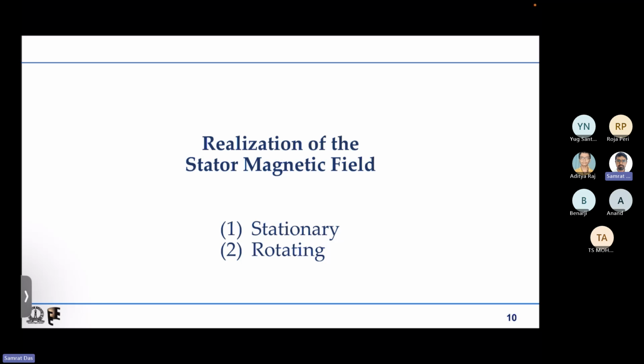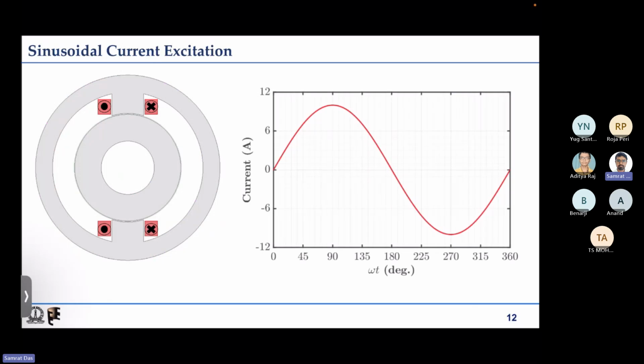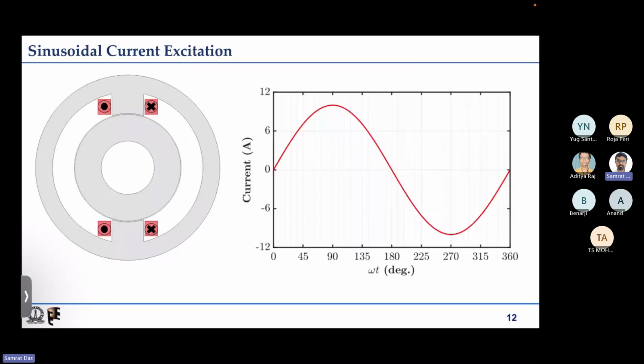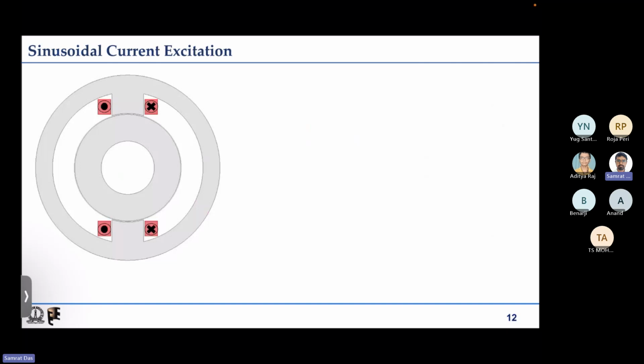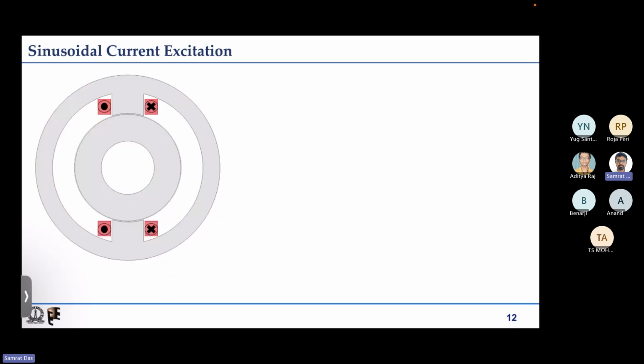To start with, we started with the realization of the stator magnetic field. It could be stationary or rotating. We saw how to realize that: if we inject a constant current in this type of structure, then we can have a stationary magnetic field. That will be the case for DC machine, as we'll see in a few minutes.